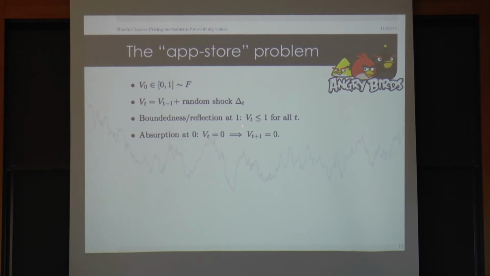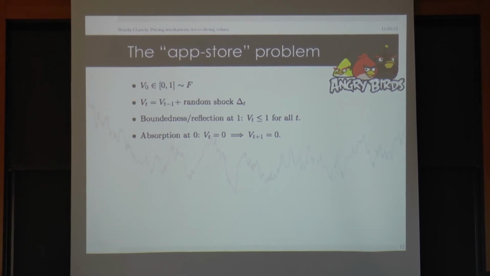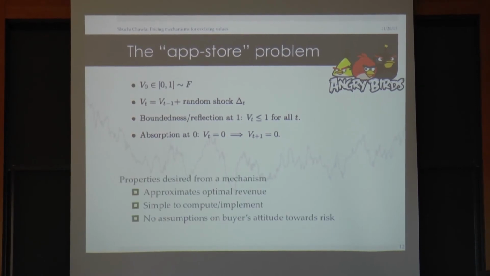And we're going to assume that the value stays bounded, and this is a process that continues forever until at some point the buyer loses interest in this particular app. Their value drops to 0, they stop buying, and from there onwards they never buy the app. Okay, so that's the setup that we're going to be working with.